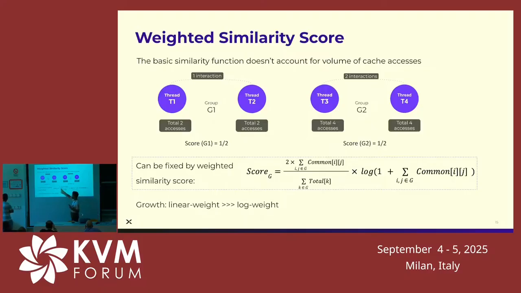Another thing that I would like to mention here is this factor of 2. We have added this factor because let's say there is a complete overlap between 2 threads. All the cache accesses are shared. In that case, the similarity score should be 1 and not half. That's why we have added this extra factor of 2.